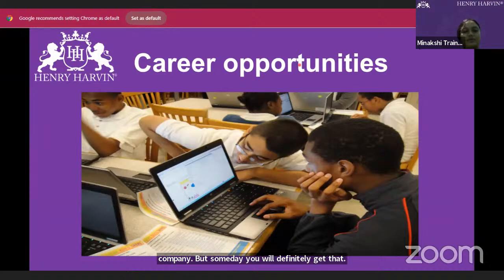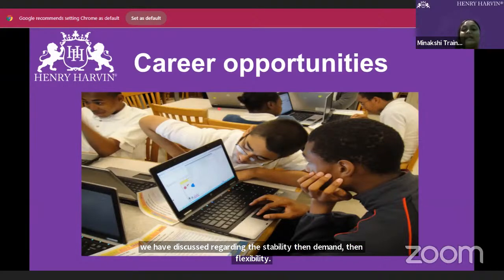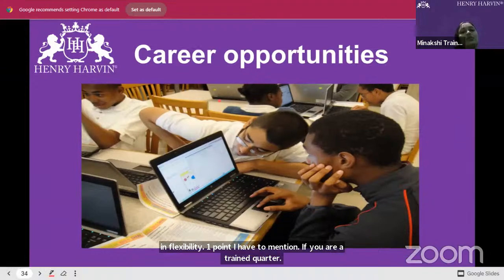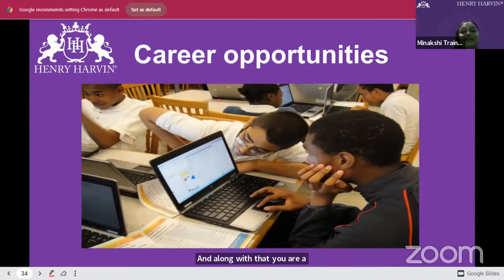So next thing, what have we discussed here? First, we discussed the salary, then the stability, then demand, then flexibility. And in flexibility, one point I have to mention: if you are a trained coder and along with that a certified coder, then you are not confined to your place. You can work at your desired location. Suppose you want to move out of your state, you can go for that. You want to move out of the country, then also you can go for that.